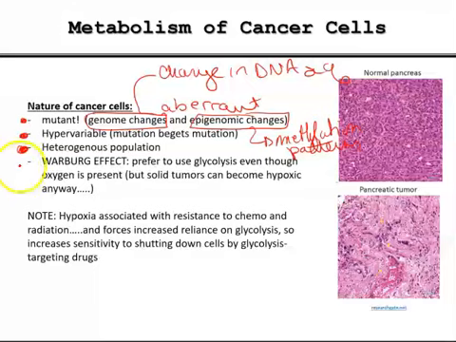Overall, cancer cells exhibit the Warburg effect, and that means that cancer cells prefer to use glycolysis followed by lactic acid fermentation with lactate dehydrogenase, even though oxygen is present. And again, the center of solid tumors can become hypoxic anyway if you consider that the rate of cellular replication is much faster than the development of blood vessels to serve the core of that tumor.